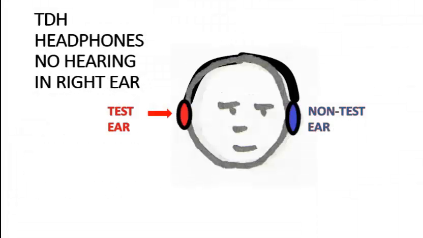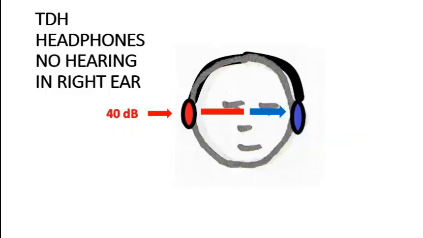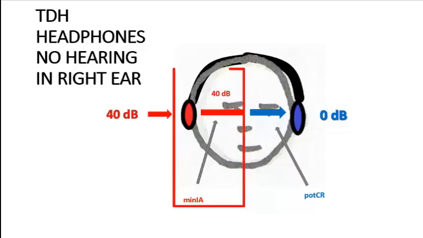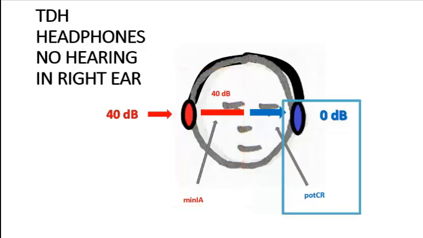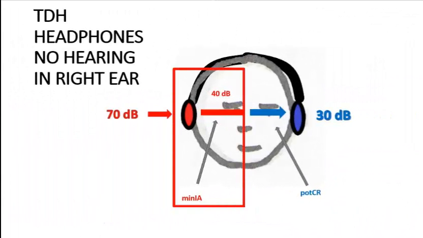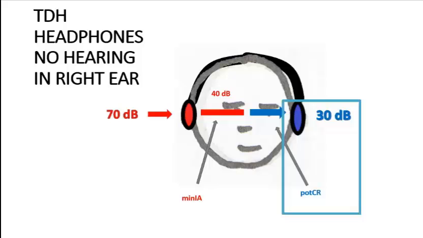Let's take a look at a situation where there is no residual hearing in the right ear, and we're delivering air conduction signals into this ear. Let's deliver a 40 dB tone into the right ear. If the interaural attenuation characteristics, or min-IA values, for this situation are 40 dB, the amount of crossover will be 0. If we deliver a 70 dB tone into the right ear, the potential crossover will be 30 dB.